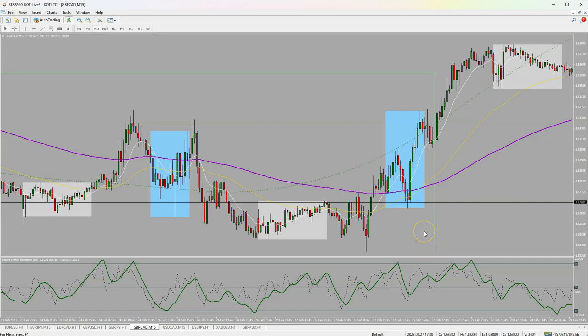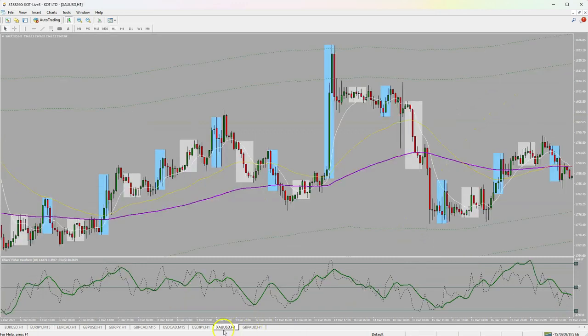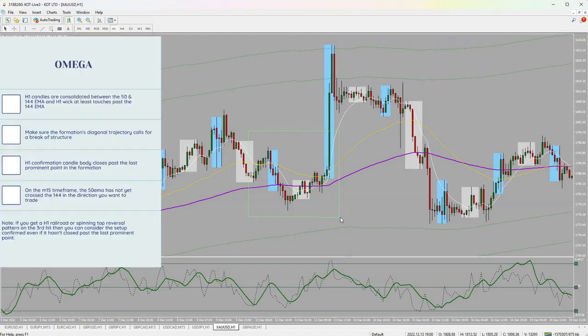So that's one example. Let's look at another one so we can try to get this to sink in a little bit better. Here's another example of the Omega strategy at work. So we're going to be looking right here in this area. The first rule is that our candles are consolidated between the 144 and the 50 EMA. Now, if you notice, this is pretty much an upside down head and shoulders pattern right here.